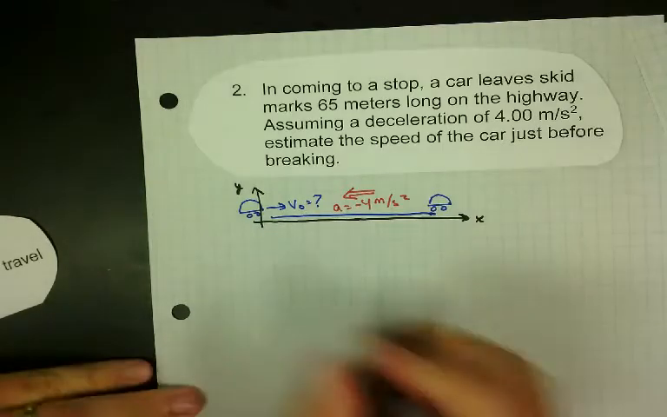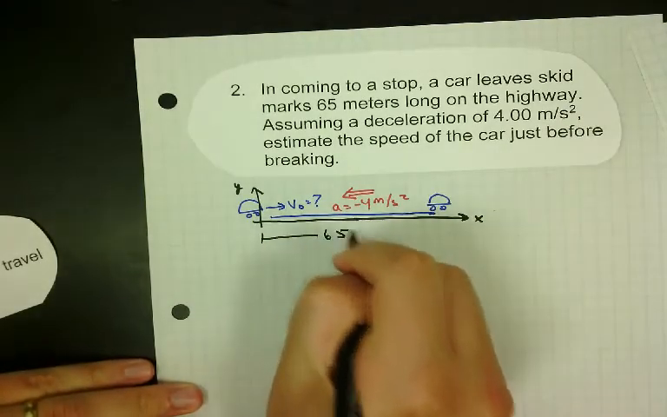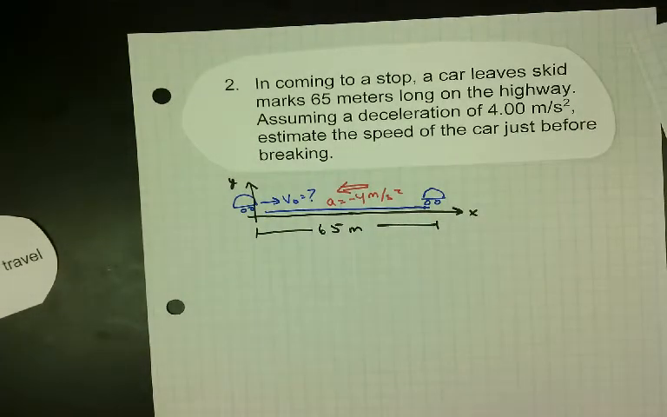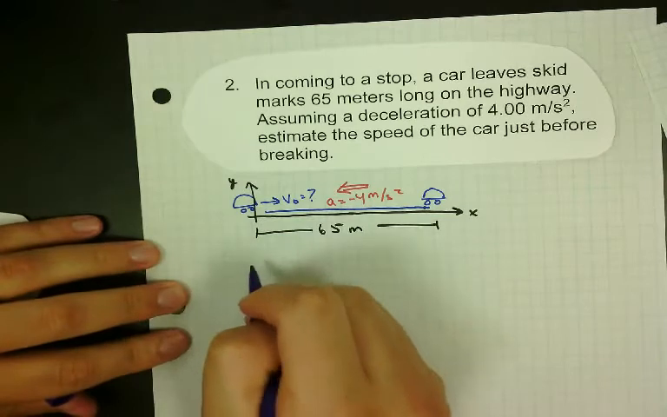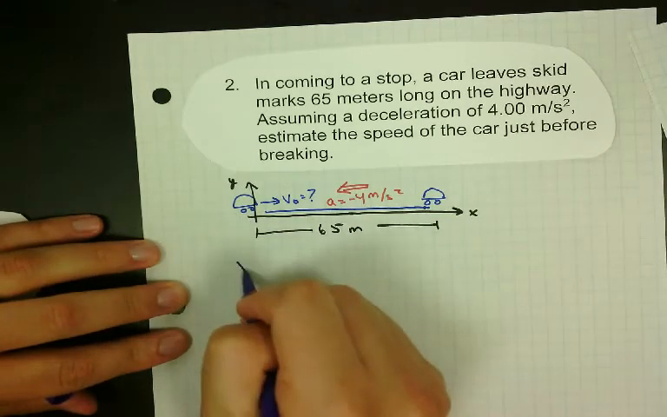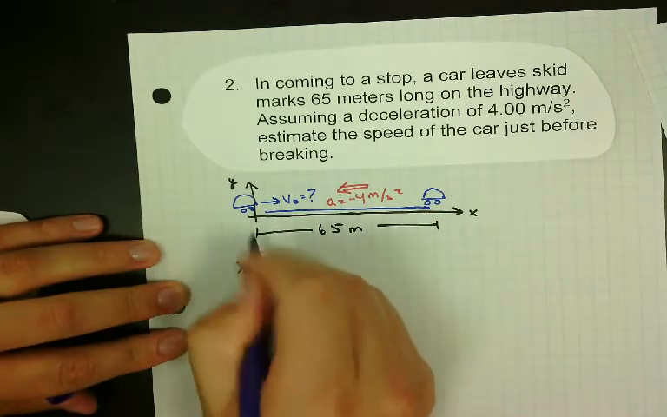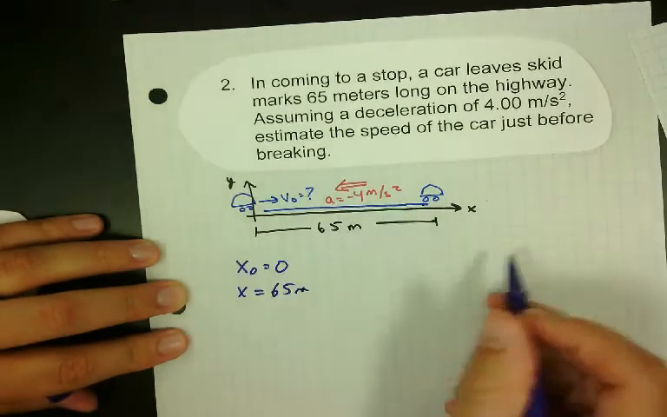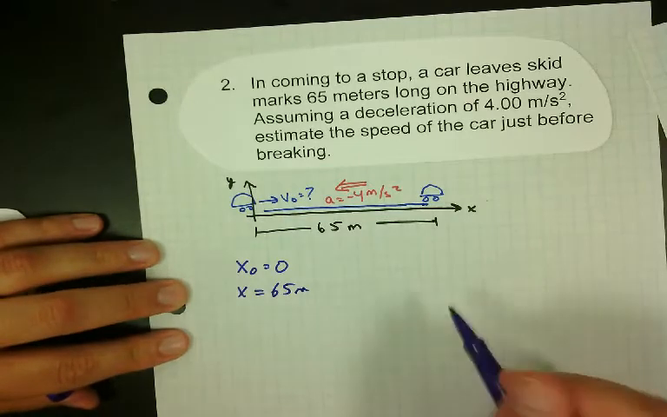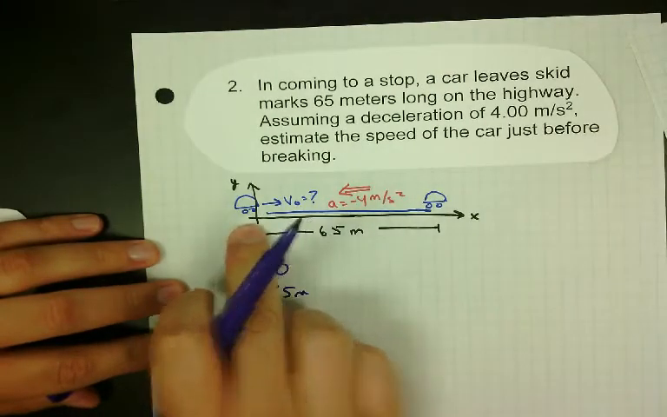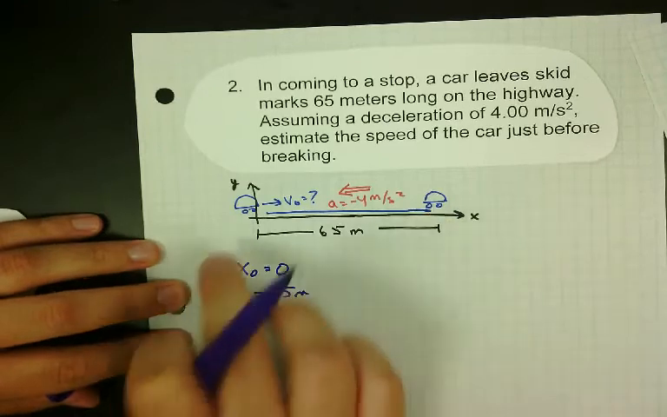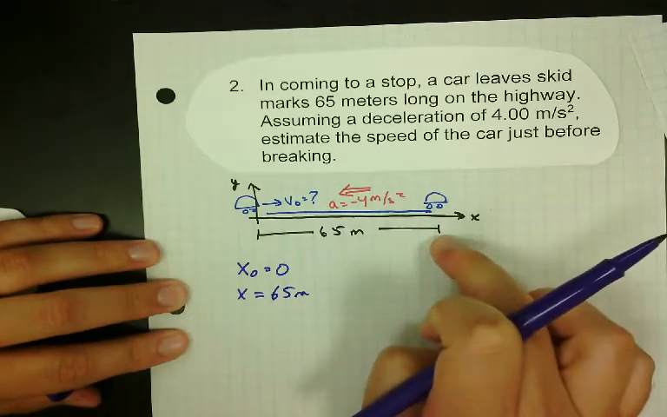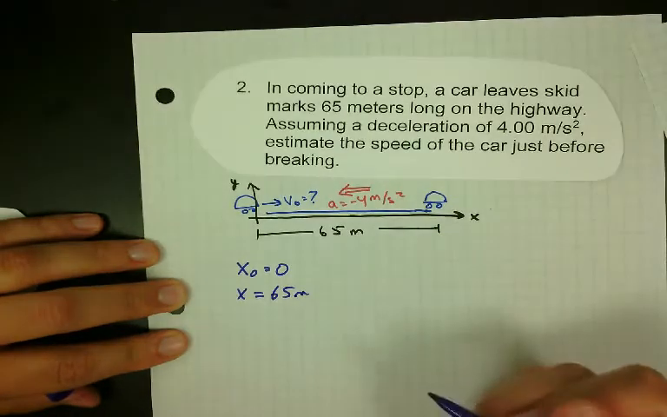And I know that this distance here is 65 meters. Alright, so if I do my knowns and unknowns, I'm saying that, okay, I started here, so my x naught, where I started, is 0, and my x is I ended up 65 meters from the starting point. Another way you could do this, by the way, is if you put your y-axis here, you could have said x naught was negative 65 and x was 0. But this is how I've done it.